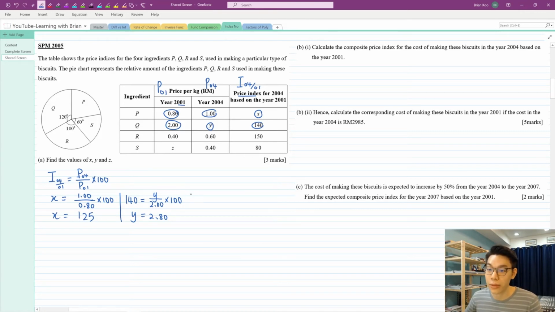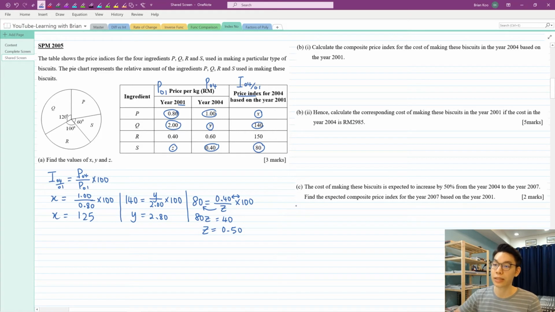Then we got one last one to find, which is the Z. Let's quickly find the Z. 80 is the index. So you just repeat 3 times only, you get 3 marks. And you need to put 40 cents on top, Z at the bottom. These are the price for ingredient S times 100. This one a bit tricky. Maybe I multiply the Z go up. And then 40 cents times this one, we get 40. So Z will just become 40 divided by 80. Let's write it in decimal. So it is 50 cents.